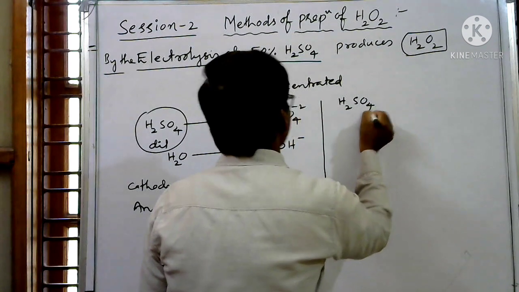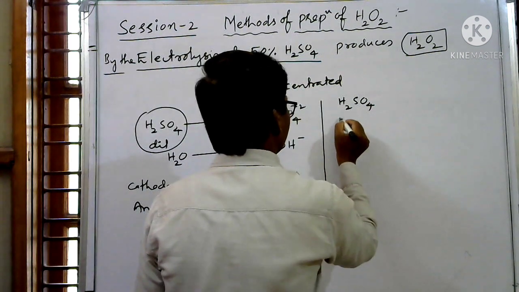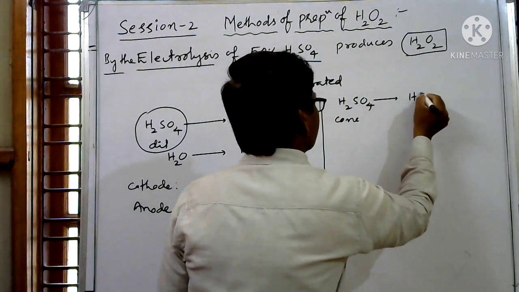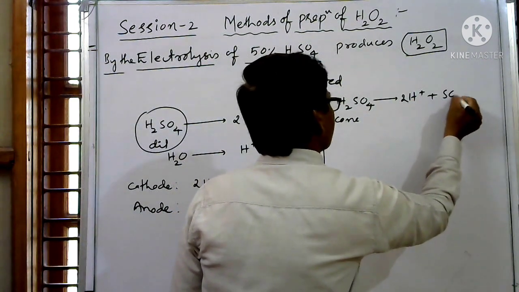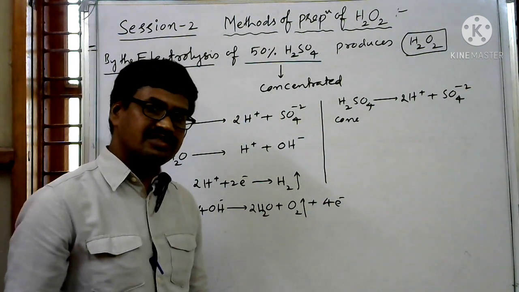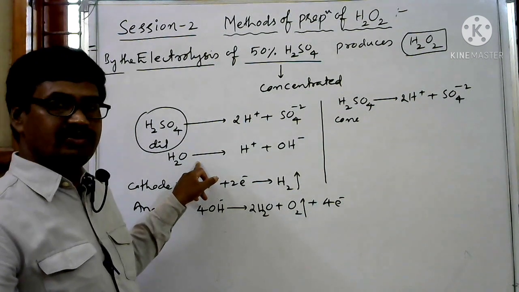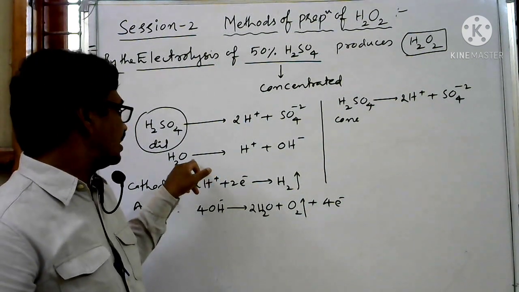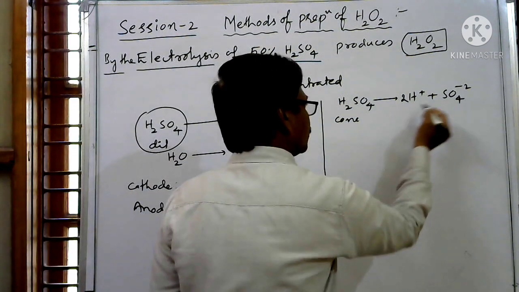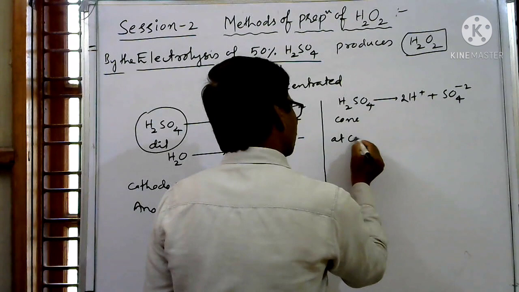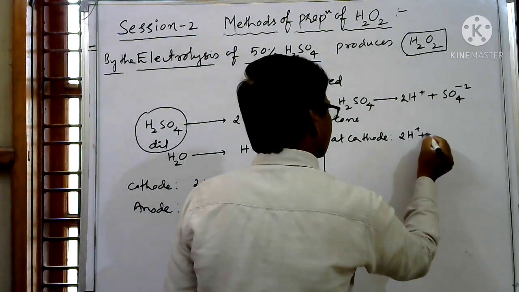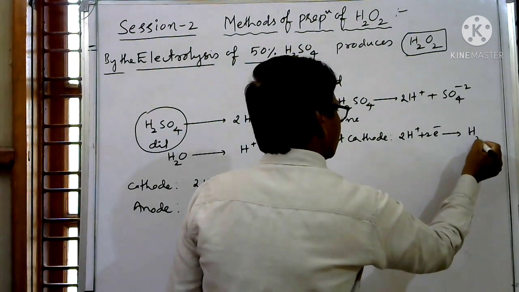H2SO4, it is 50%, more than 50%, otherwise here I am writing concentrated. When it dissociates, it produces H plus ions and SO4 2- ions. Here concentrated means quantity of water is less. So water is not participating in ionization, otherwise dissociation like dilute H2SO4 electrolysis. So here only these two are produced. So at cathode, what reaction can we expect? 2 H plus ions accept 2 electrons and produce H2 gas.